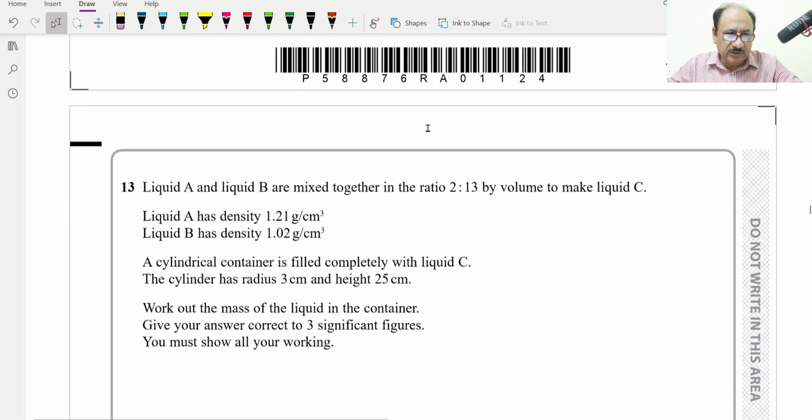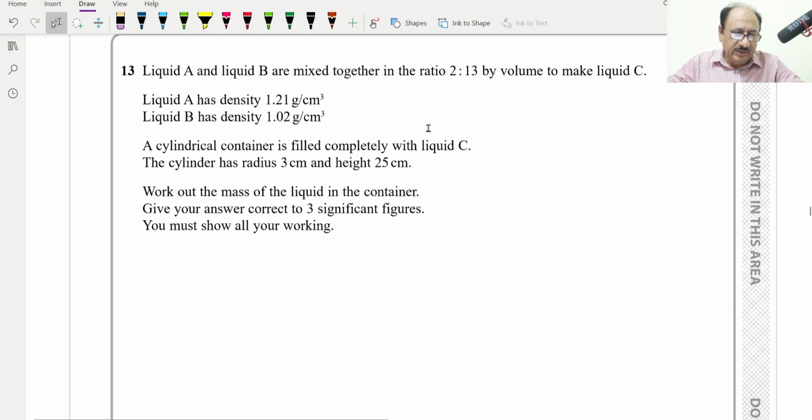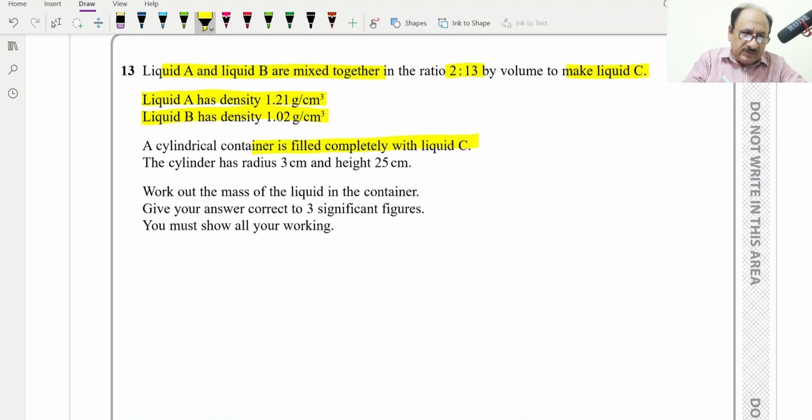Now question number 13. Liquid A and liquid B are mixed together in the ratio of 2:13 by volume to make liquid C, and liquid A has density this much, liquid B has this much density. The cylindrical container is filled completely with C, and the cylinder has radius 3 centimeter and height is 25 centimeter. And work out the mass of the liquid in the container. Give your answer correct to 3 significant figures, and we have to show our working also.